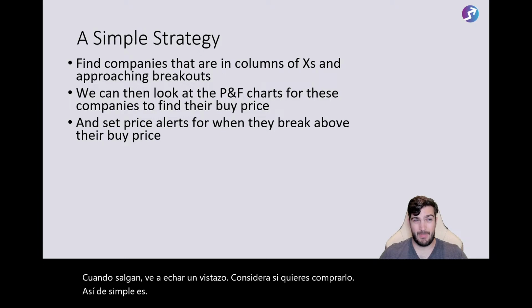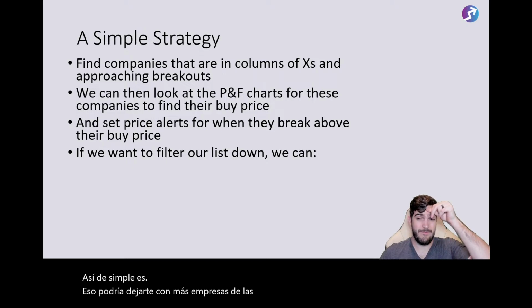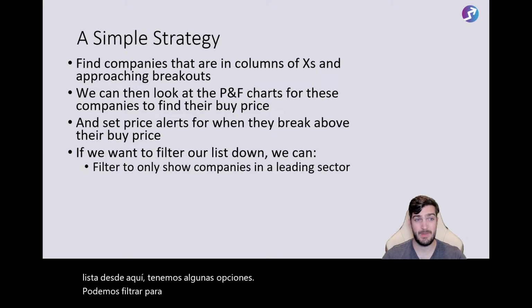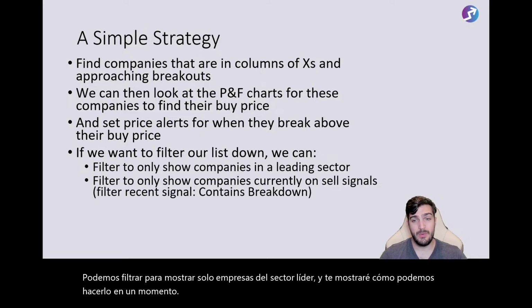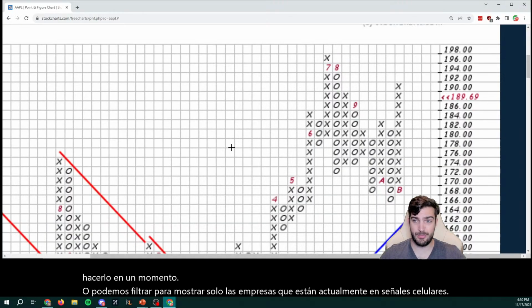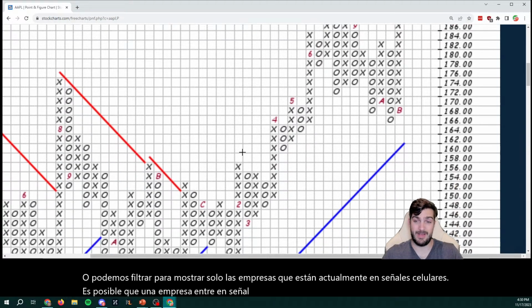Now, that might leave you with more companies than you might want. So, if we want to filter down our list from here, we have a few options. We can filter to only show companies in the leading sector. I'll show you how we can do that in a moment. Or we can filter to only show companies that are currently on sell signals. It is possible for a company to go on buy signal after buy signal after buy signal.